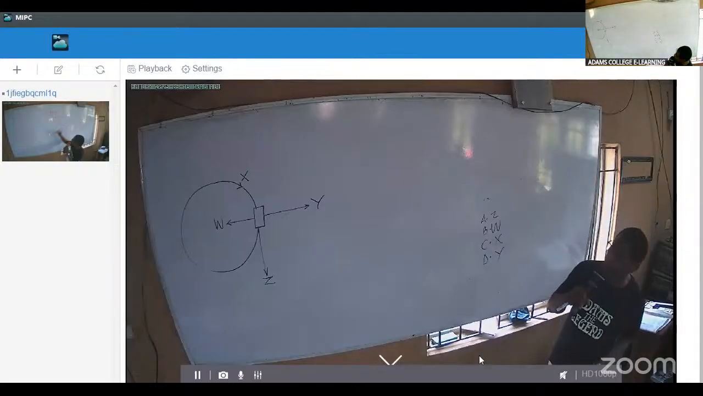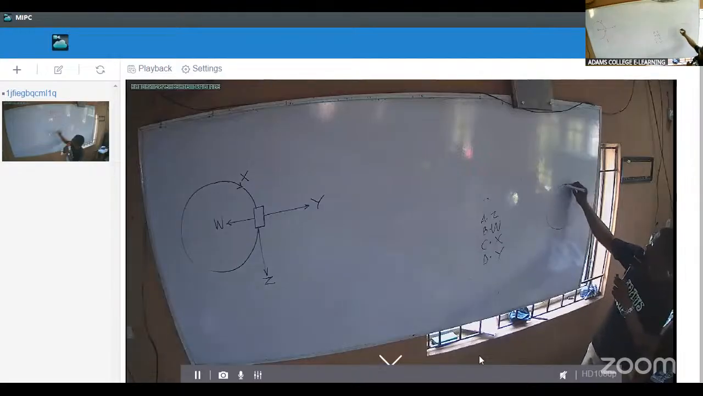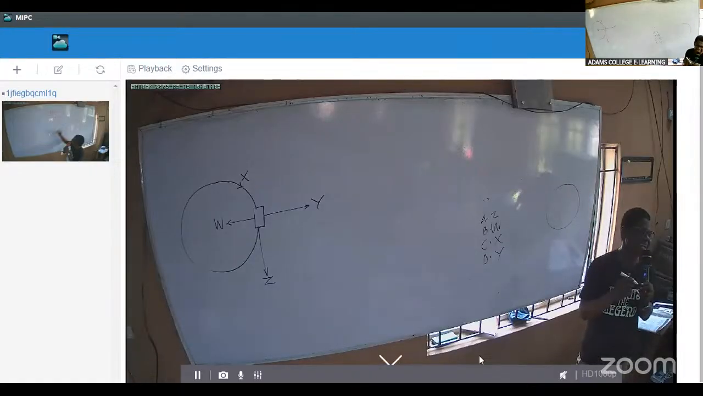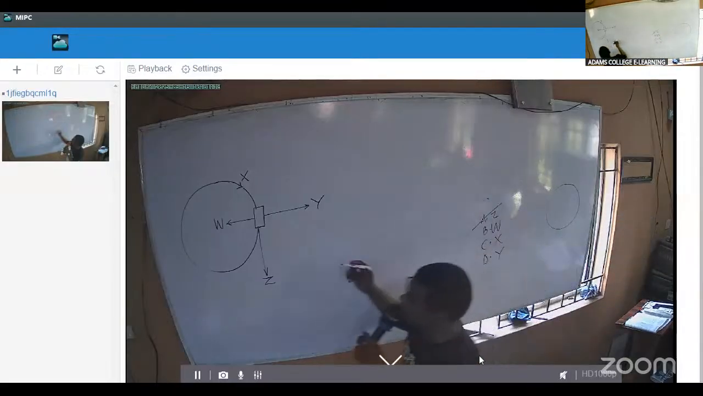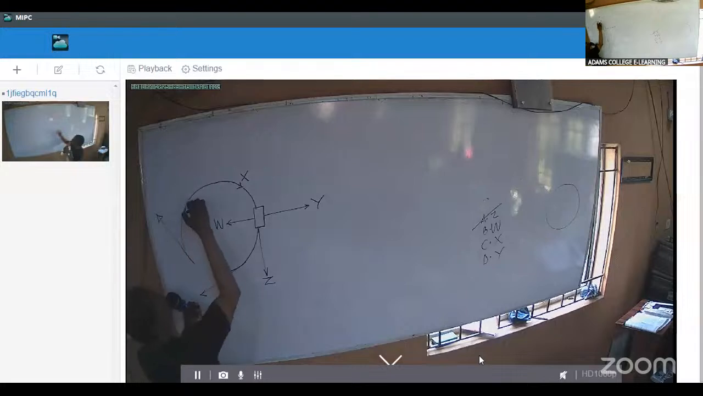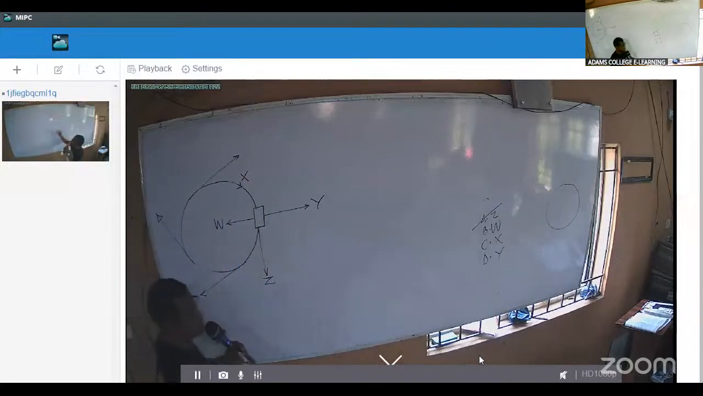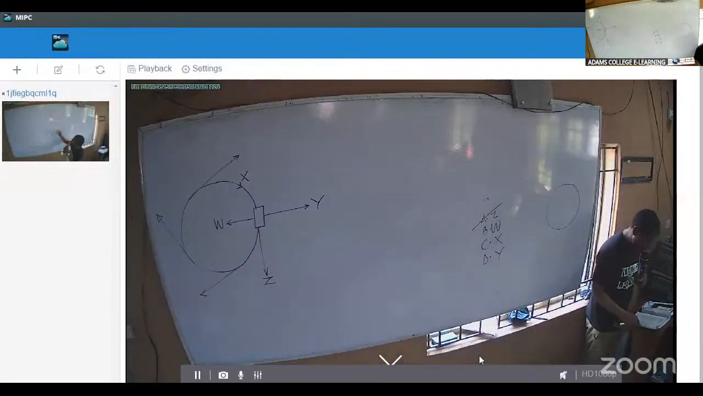When a body is going in a circular motion, as I have taught you before, the velocity is always tangential. So the answer is Z. Some people did not get it; you were just guessing. Tangent means it just touches the circle, not inward and not outward. So the answer is Z. Velocity in a circular motion is always tangential.